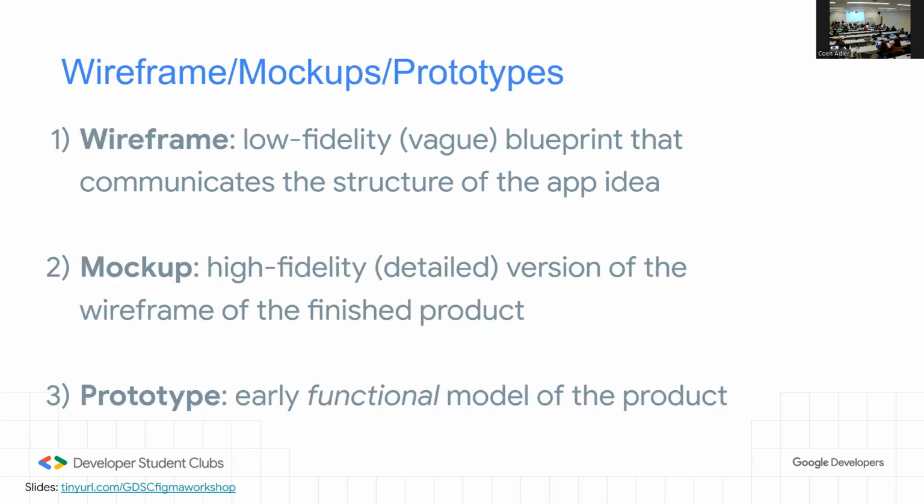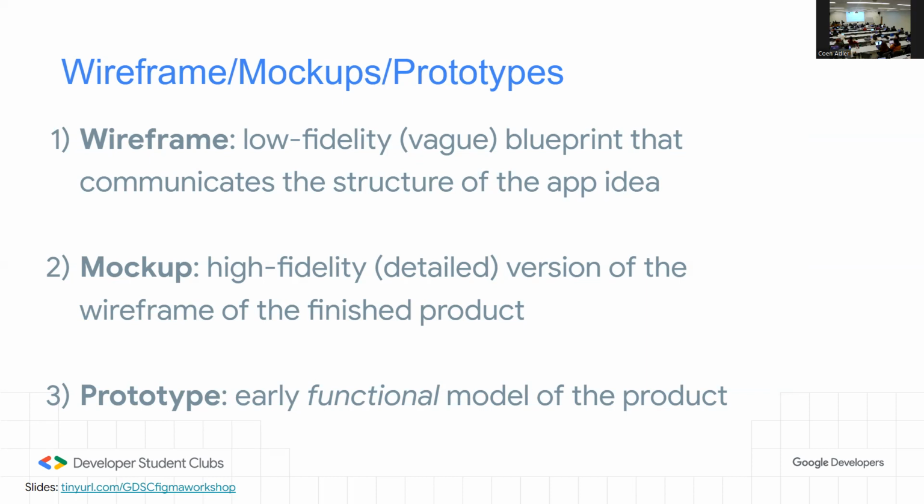So to go over the basic terms, wireframe, mockups, and prototypes, it's a step-by-step process. Wireframes are a less detailed or vague visualization of the structure of your app idea. Your wireframe wouldn't include very accurate images. It would just be a blank square to represent an image or lines to represent text. But you will understand more once I get into the demo.